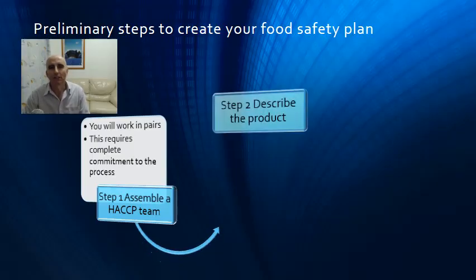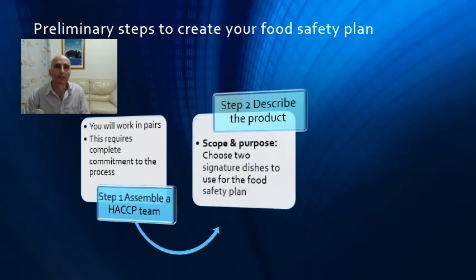The next is to describe the product. And within the template that you'll be looking at right now is the scope and purpose. I'm going to get you to choose 2 signature dishes for the restaurant that you guys are running. So imagine big, really great recipes.